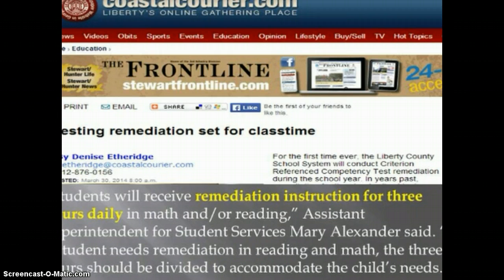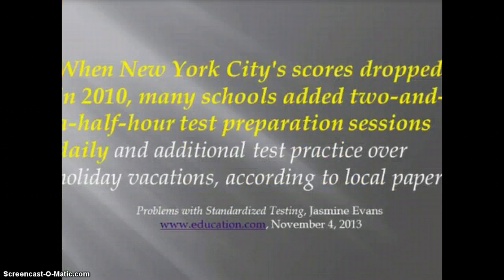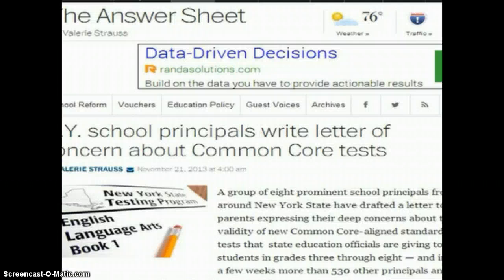According to the Coastal Courier, this was in the southern part of the country, this district said students will get remedial instruction for 3 hours a day. Out of their school day, we're going to take 3 hours to remediate them in math and or reading, depending on their scores in each of these assessments. When New York City schools dropped in 2010, some schools added 2.5-hour test prep sessions every day. So 2.5 hours out of the school day for those children went to remediation.